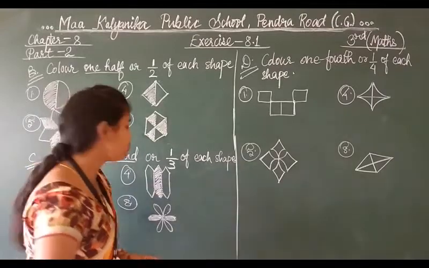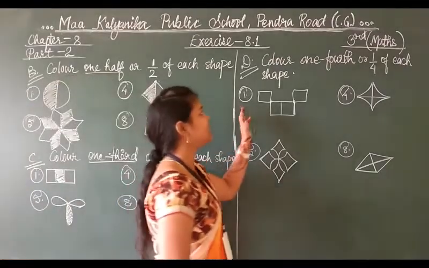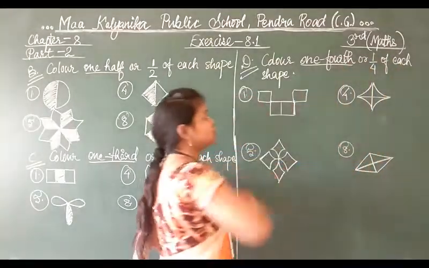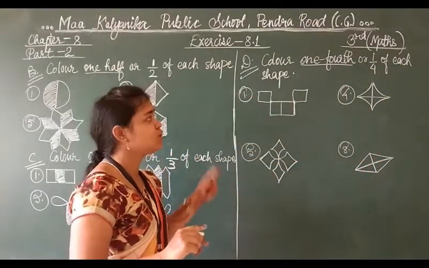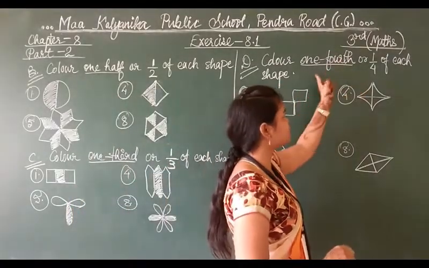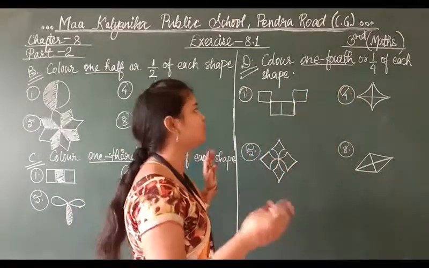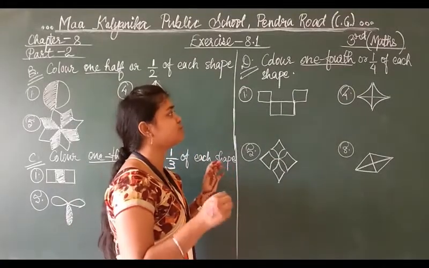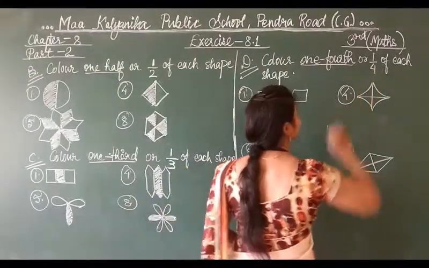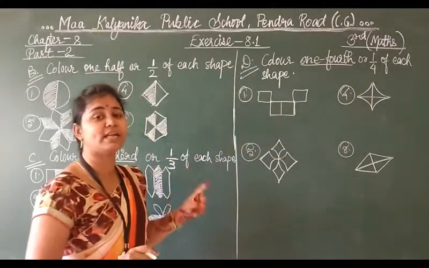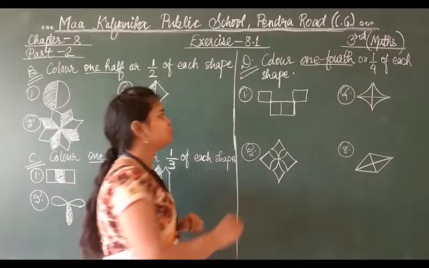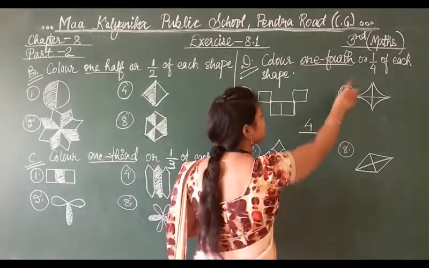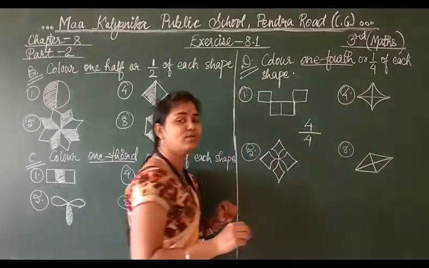Now moving to question number D. Here it is given: color 1/4 of each shape. Means 1/4 is spelled out and also written as 1/4. So both are the same. Now, students, out of that complete portion we have to shade only one part out of 4 parts. Means we can divide the number by 4. So see, students, 1, 2, 3, 4. 4 parts are there and we want to divide by 4 because we want 1/4 of it.